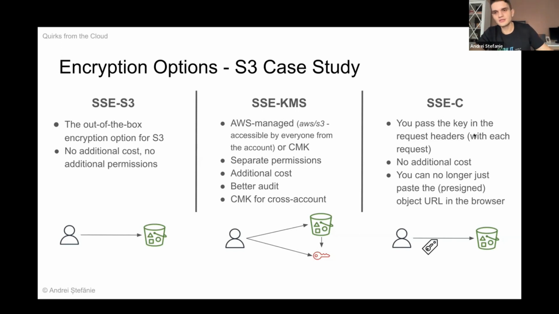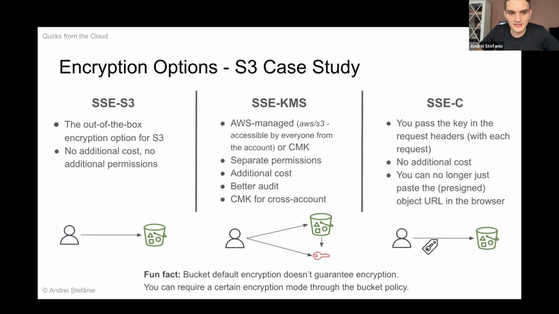Right, and the third option would be client-side encryption. The idea is that you have to provide the key in the headers of the request. So whenever you upload a file or read a file, you have to provide the encryption key in the header of the request. The mention here is that you will no longer be able to just paste in the browser the URL of an object and see it or download it, because again, you have to provide the header, the encryption key.